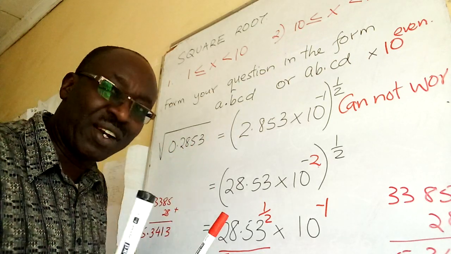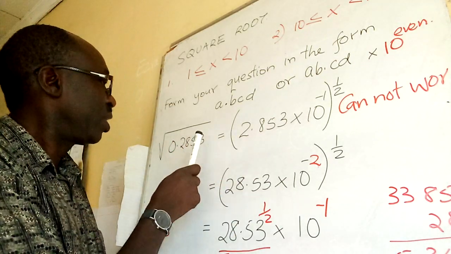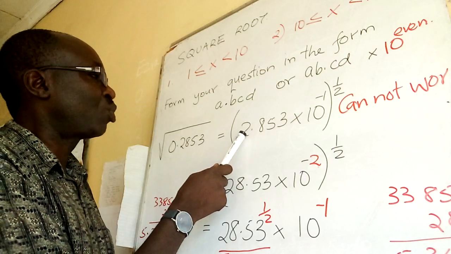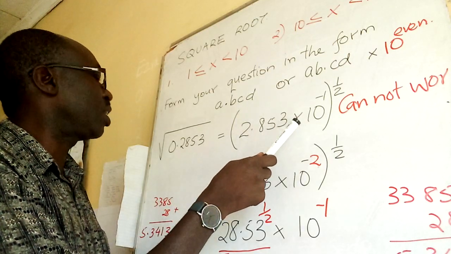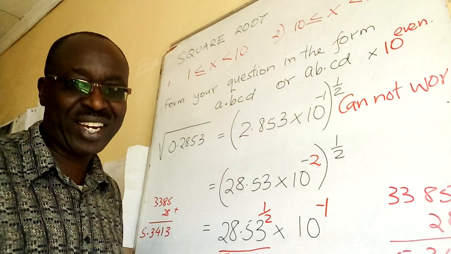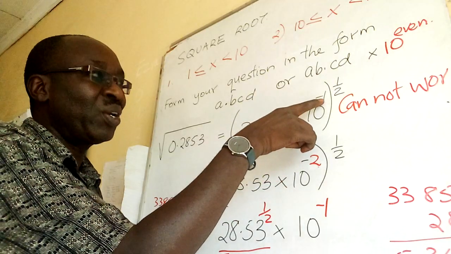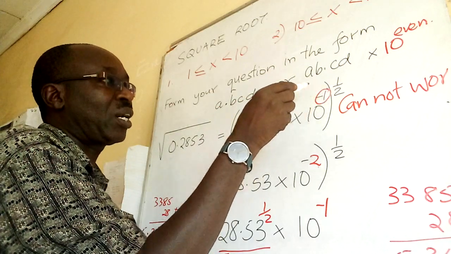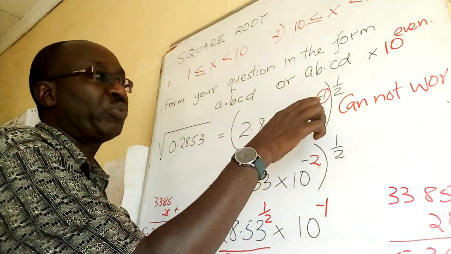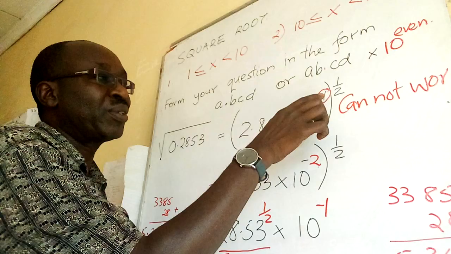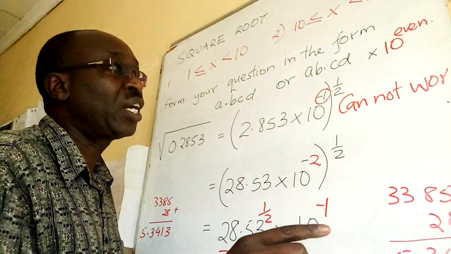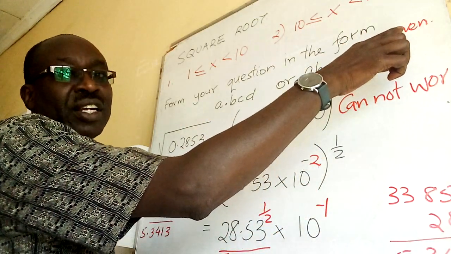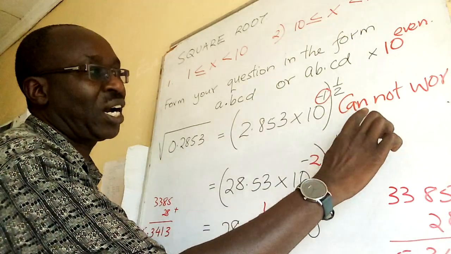So example, square root of 0.2853. Write it in standard form first. We go step by step. Standard form would mean 2.853 times 10 to the power negative 1. Okay? Now, look at this. This part is what I want. Don't mind about the negative. The figure we are seeing here is 1 and it is not even. So it will not work. Cannot work.